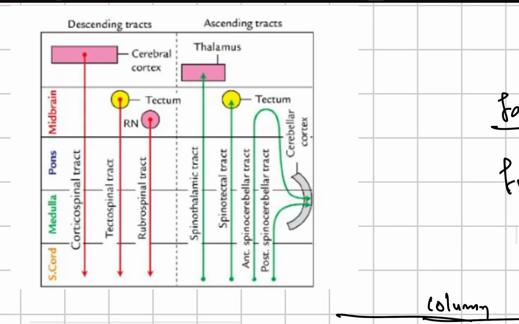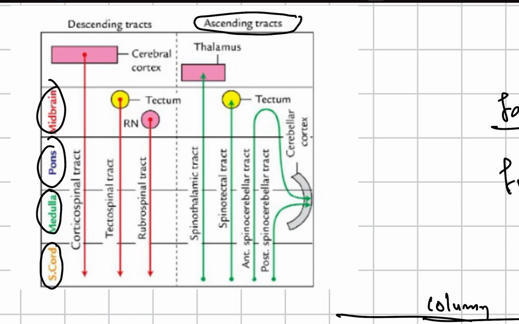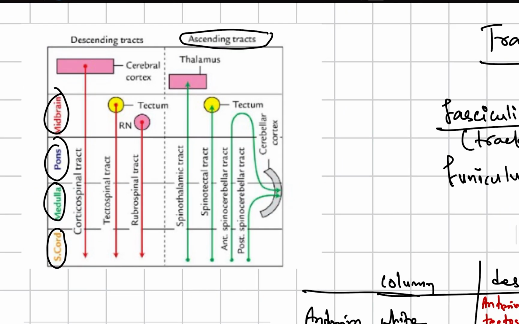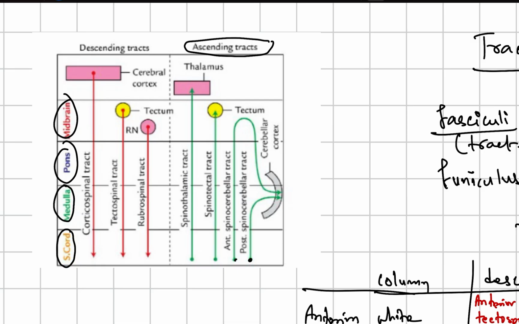Now we move on to this image and relate them. For the ascending tracts, we have the spinal cord, medulla, pons, and midbrain, and we look at which nerve goes from its origin to its target location. All originate in the spinal cord. From the spine to the thalamus is known as the spinothalamic tract. In the midbrain there is the tectum, and from the spine to the tectum is known as the spinotectal tract.